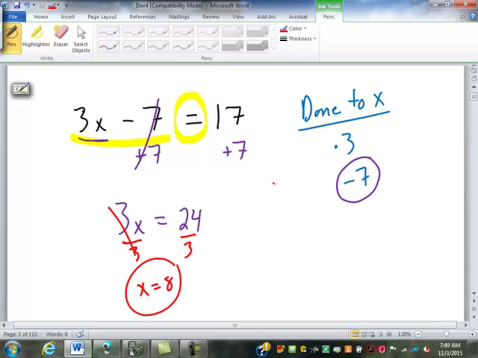And as always, if we're unsure of ourselves, we can come back to the original equation. Instead of 3x, we make that 3 times 8 minus 7. Well, 3 times 8 is 24. Minus 7 is 17. So you do get 17 on both sides.